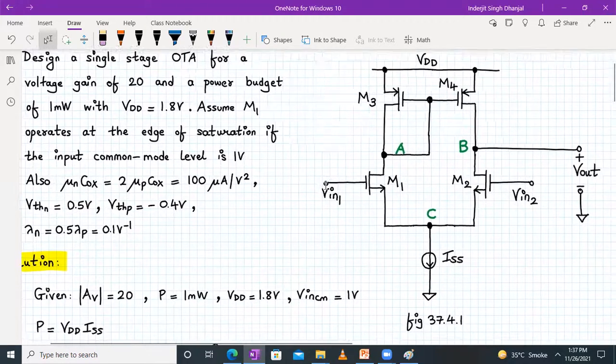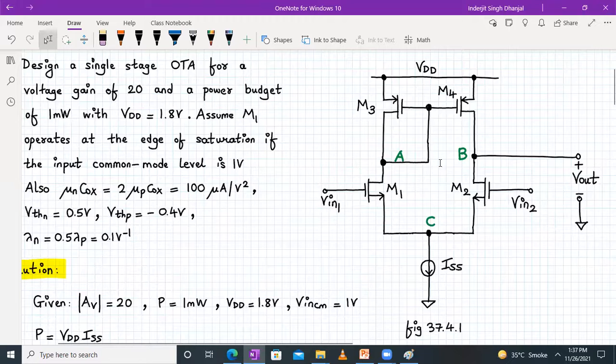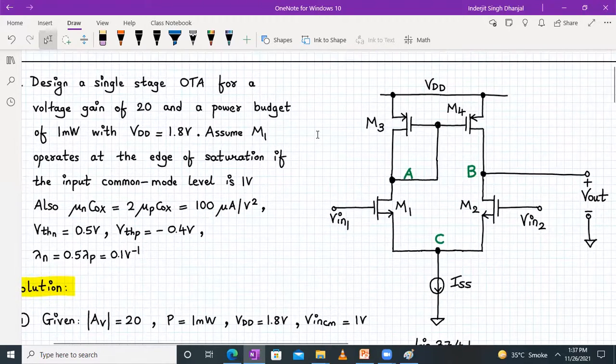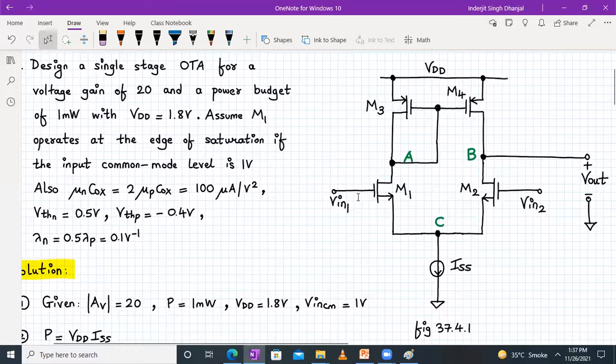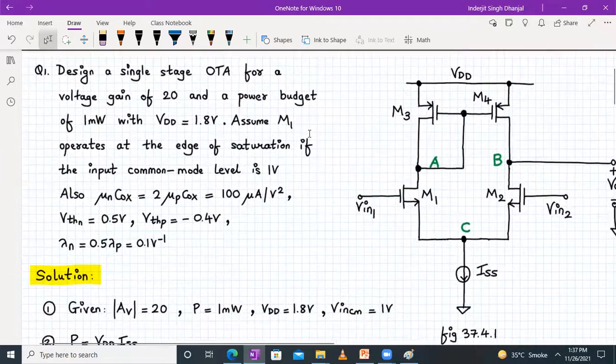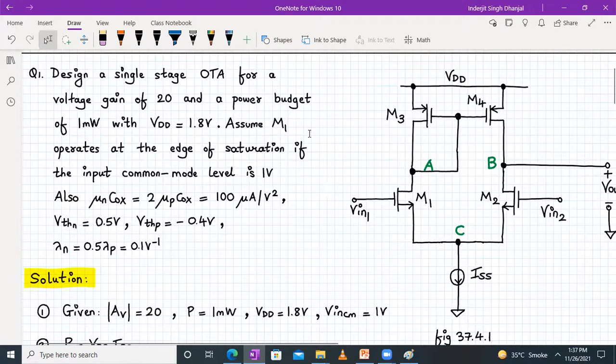So here is my OTA given to us. M1, M2, M3, M4. Now designing a single stage OTA means we have to determine the W by L ratio of M1, M2, M3, and M4. Fine. So design a single stage OTA for a voltage gain of 20 and a power budget of 1 milliwatt with VDD equal to 1.8 volt, assuming M1 operates at the edge of saturation if the input common mode level is 1 volt. So this is the information given to us.